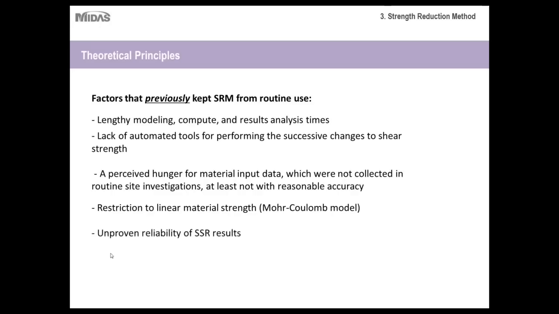And then the unproven reliability of shear strength reduction results. So this has changed over time. More and more engineers have started to use the shear strength reduction method and compare it to limit equilibrium results, and they've been checking out. So now the shear strength reduction method is starting to get more credibility as it's being used more and as its results are lining up with those found through the limit equilibrium method.